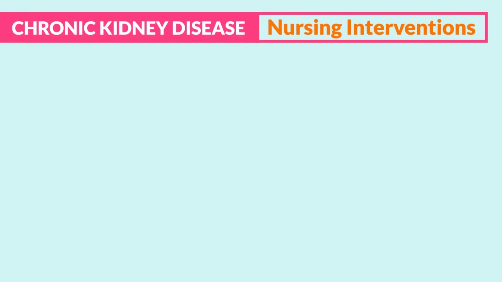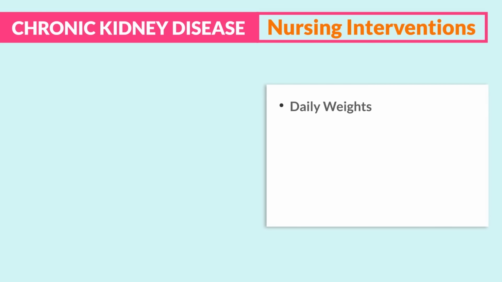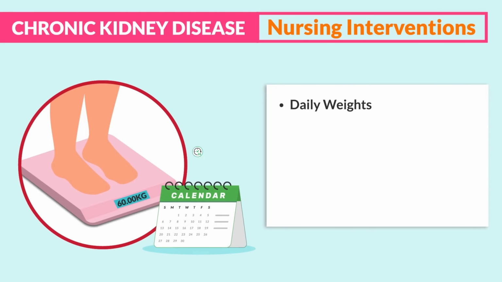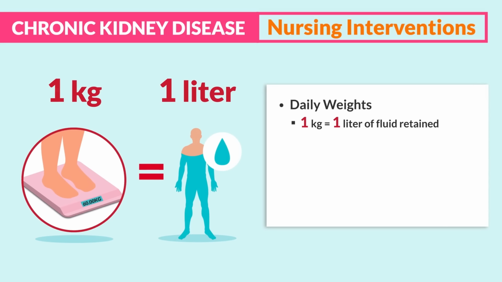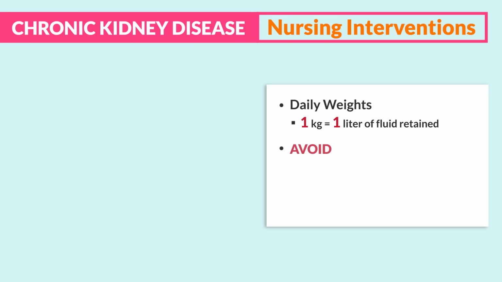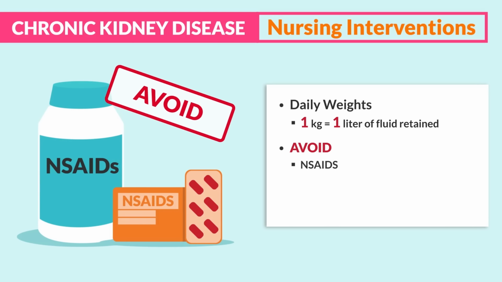Now, as far as nursing interventions, generally we check daily weights at the same time every single day. So the key number to know is 1 kilogram equals 1 liter of fluid retained. So we must report any type of fluid retention to the HCP immediately, because this can lead to fluid volume overload and hypertensive crisis.